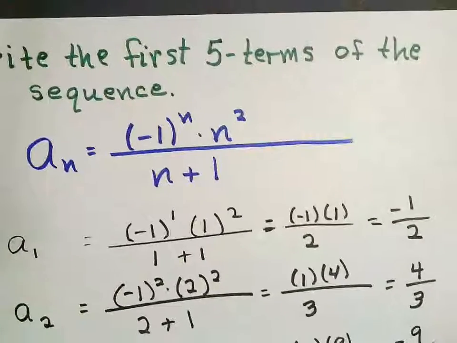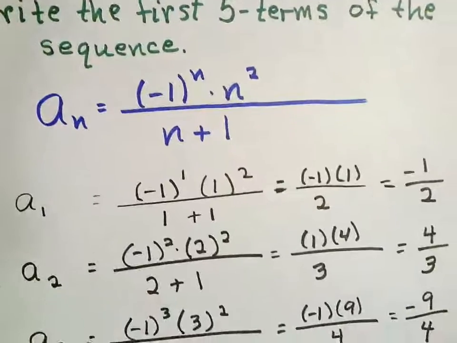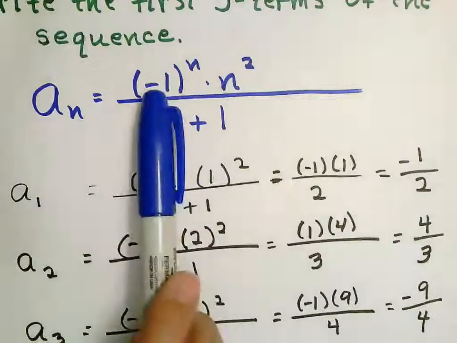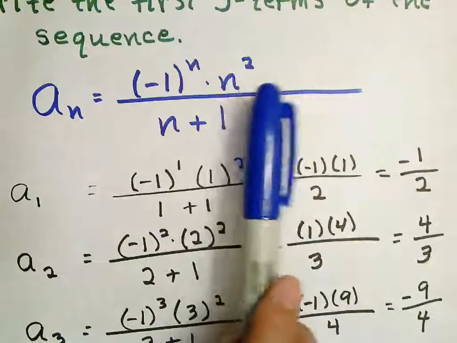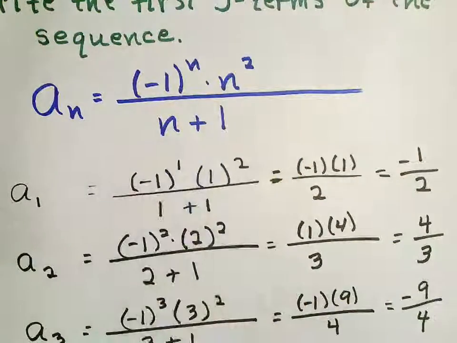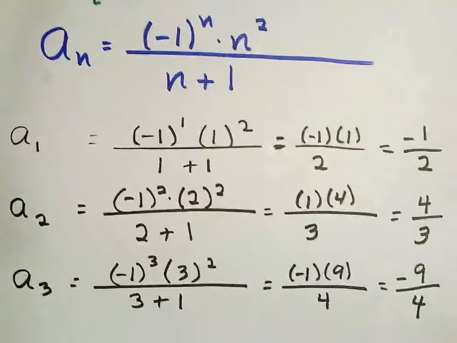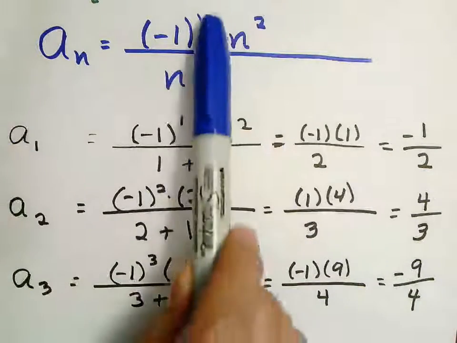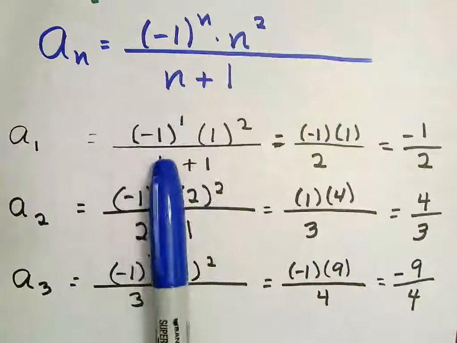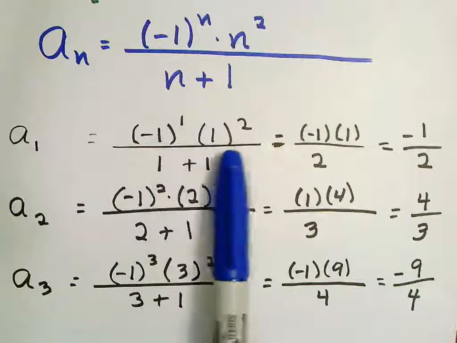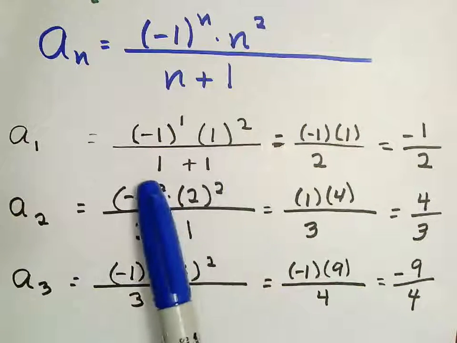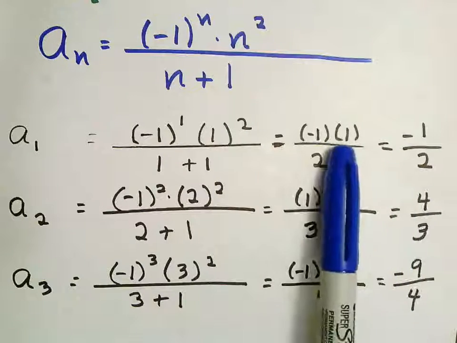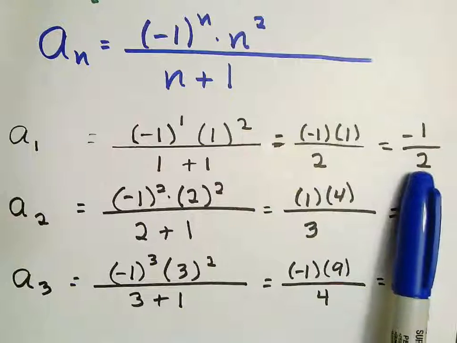Next, we're going to write the first 5 terms of this sequence. This n in a sub n, negative 1 raised to the n, and n squared over n plus 1, they're all the same number. So the first thing I'm going to do, let n be 1. Every place I see an n, I put a 1. So it's negative 1 to the 1 times 1 squared over 1 plus 1, which gives us negative 1 times 1, which is negative 1 over 2.